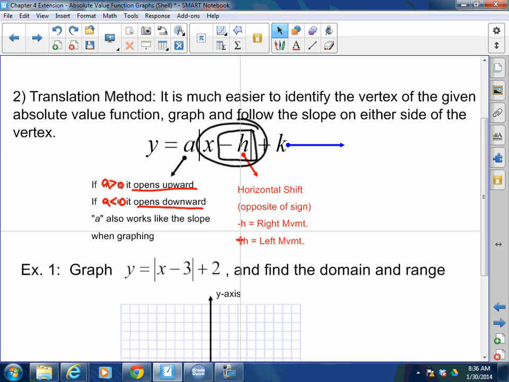And last but not least is K. K is straight up, vertical shift. If it's positive, you're shifting the whole graph up. If it's negative, you're shifting the whole graph down.